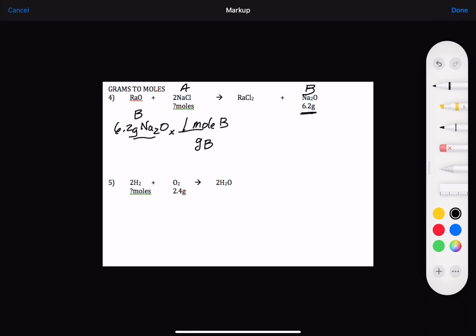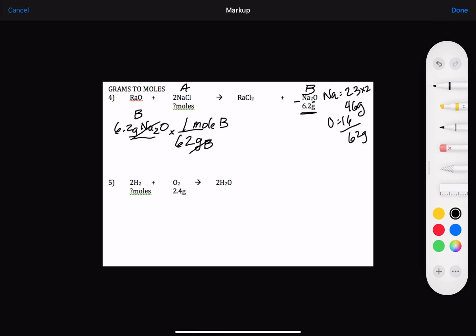So look on your periodic table for sodium, which is 23. There's 2 of them because the subscript is 2. So 2 times 23 will be 46 grams. And then oxygen is 16. So 46 plus 16 is 62 grams. So that's the mass of 1 mole of sodium oxide, 62. Okay, so now we converted from grams of sodium oxide to moles.